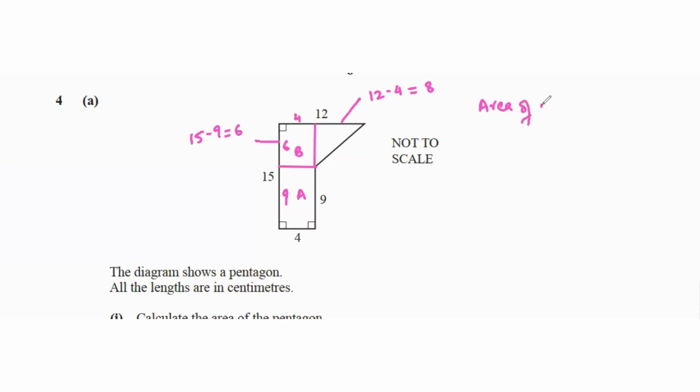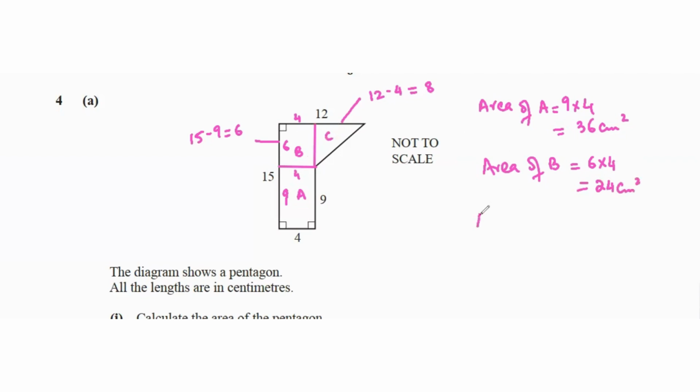Area of A is going to be 9 times 4. Because if this part is 4 and this part is 4, this line is also 4. So that's 36 centimeters square. And I'm going to shape B. Area of B is going to be this rectangle. So that's 6 times 4, which is 24 centimeters square.